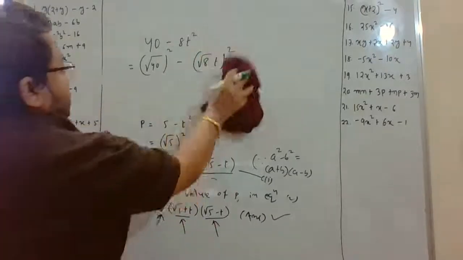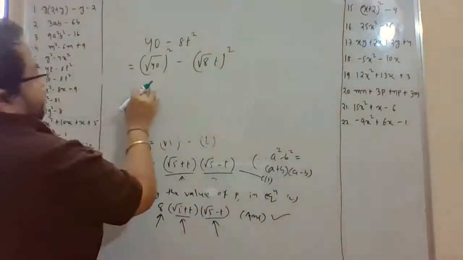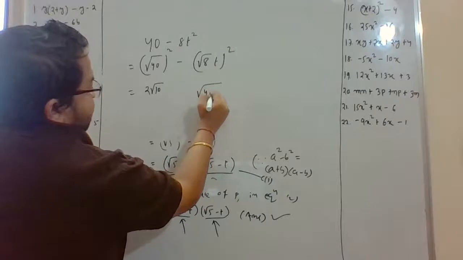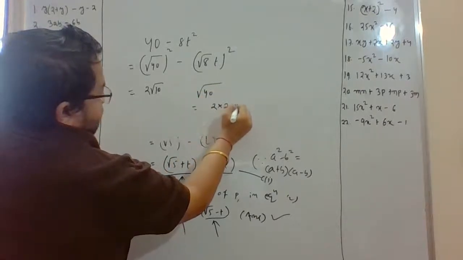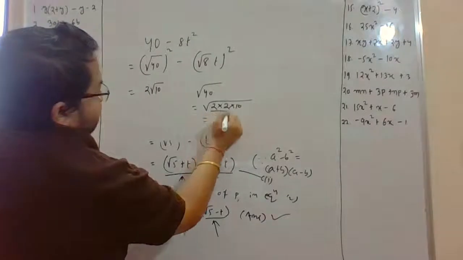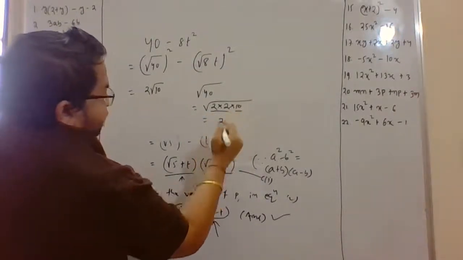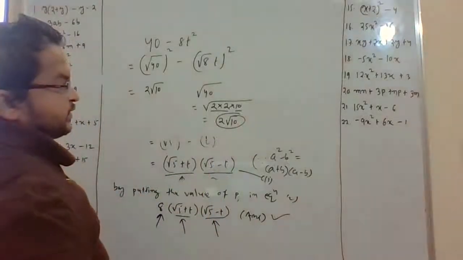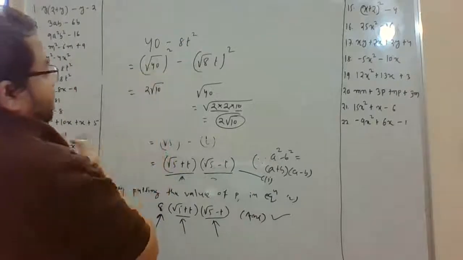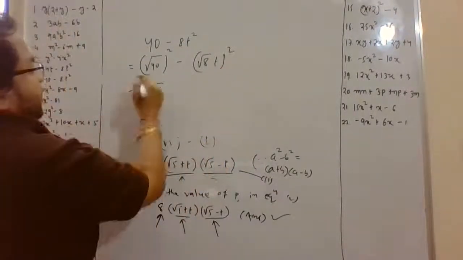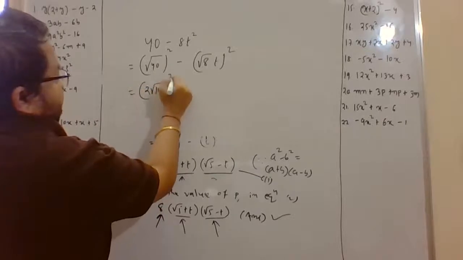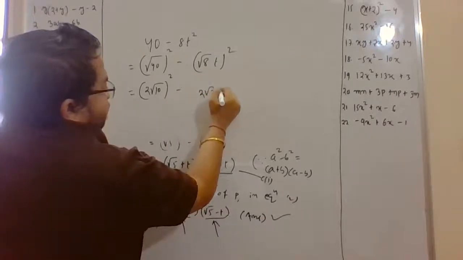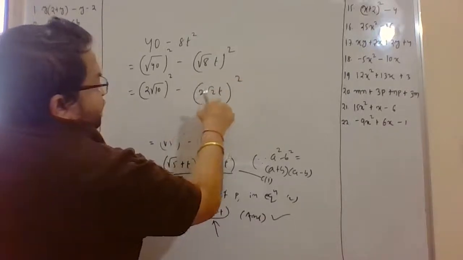If you want, you can rewrite it slightly. Root 40 will be nothing but 2 into root 10. Why? Because root of 40 is nothing but root of 2 into 2 into 10. Out of these two 2s, I get one 2, but there's only one 10, so I'll get 2 root 10. We have studied this in our radicals and surds, right? So this can be rewritten as (2 root 10) squared minus... similarly, 8 is nothing but 2 root 2, so it's (2 root 2 t) squared.